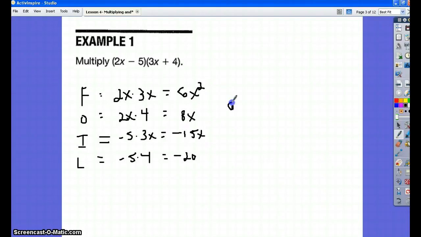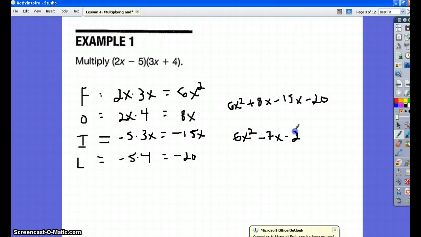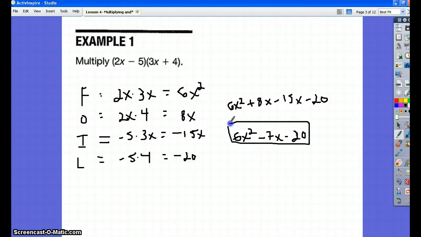So combining those, I'm just going to write it out here: 6x squared plus 8x minus 15x minus 20. So our like terms are 8x and minus 15x. Those are the only ones with the same variable and exponent. So 6x squared plus 8 minus 15 is -7x minus 20. Okay, that is how you do that one.